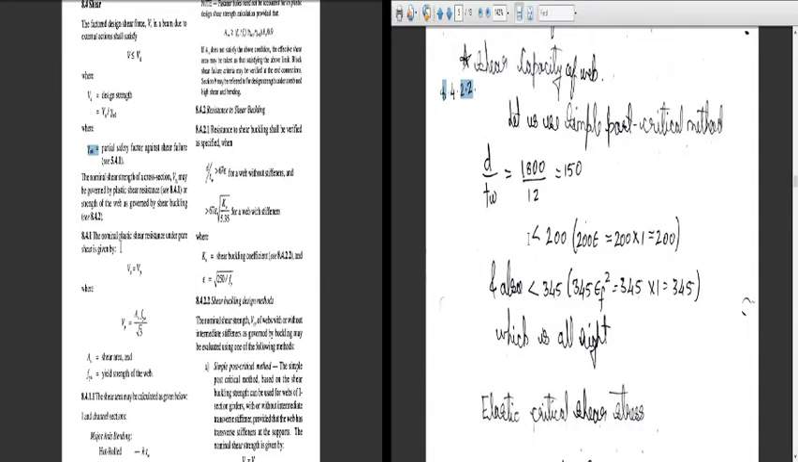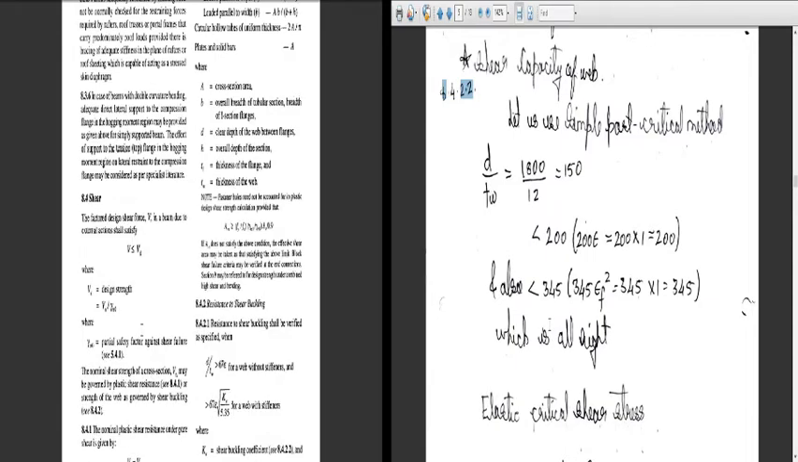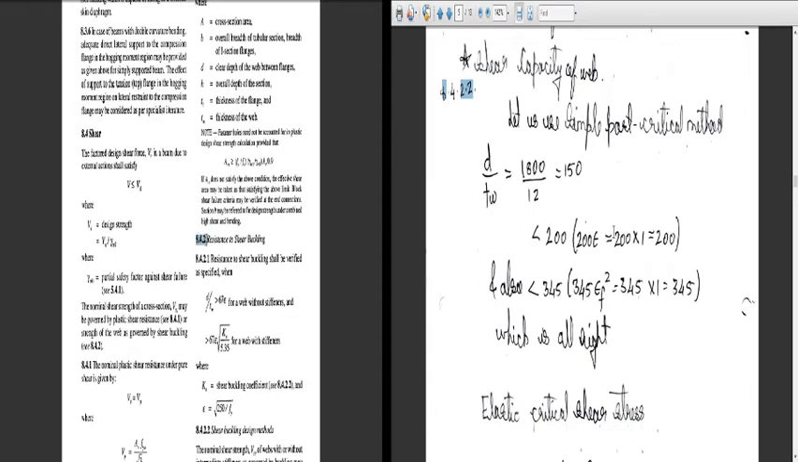And in 8.4.1, the nominal plastic shear is computed, that is Vn is equal to Vp, and Vp is given by Av into fyw divided by root 3, where Av is the shear area and fyw is the yield strength. Now, the shear area may be calculated by these formulas. Here they have given the formulas. And clause number 8.4.2 is resistance to shear buckling.